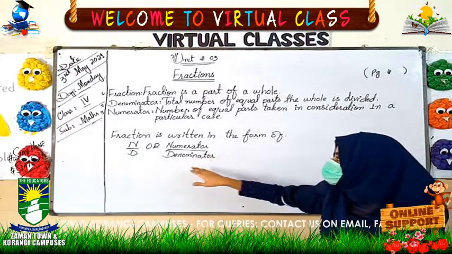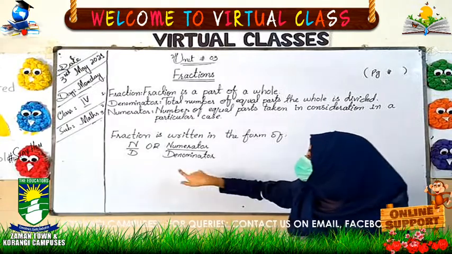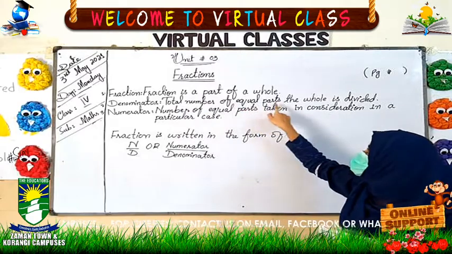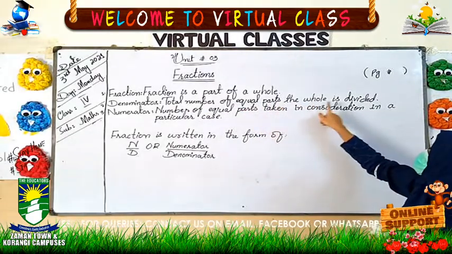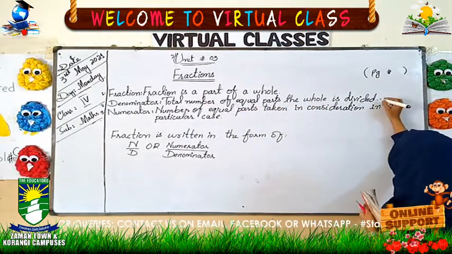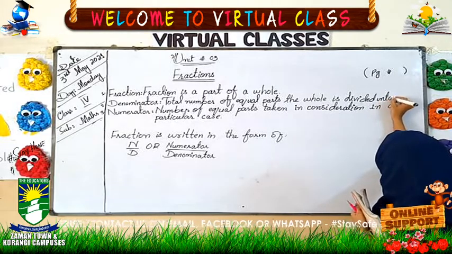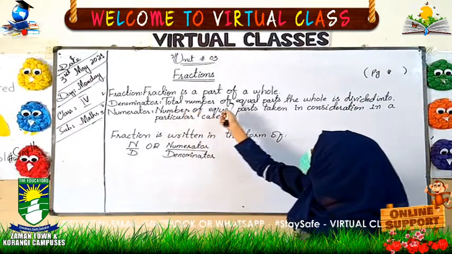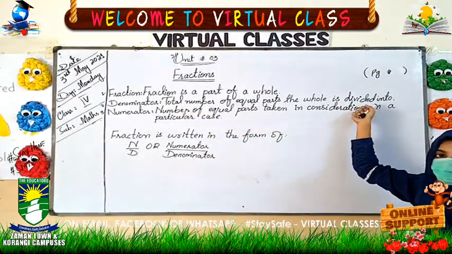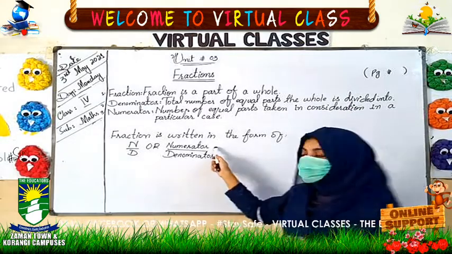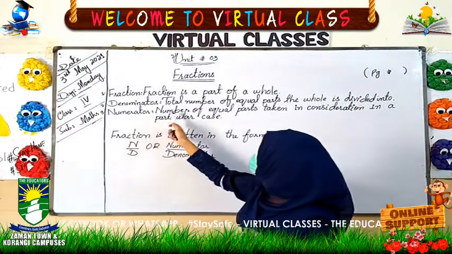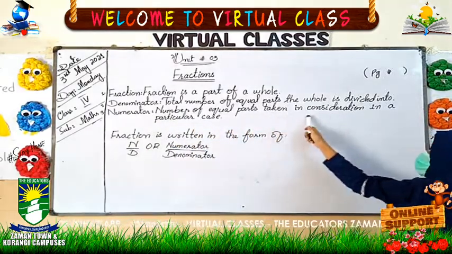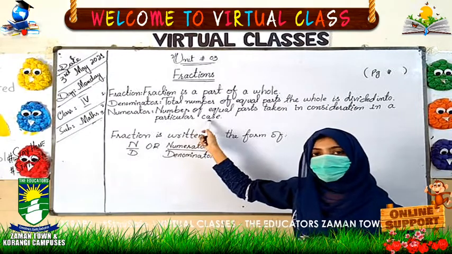Now what is denominator here? Okay, here is the definition of denominator: total number of equal parts the whole is divided into. Okay, denominator means here total number of equal parts the whole is divided into. Okay, now what is numerator here? Numerator means number of equal parts taken in consideration in a particular case.